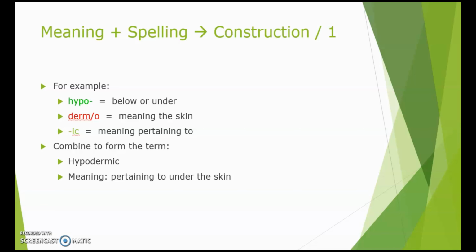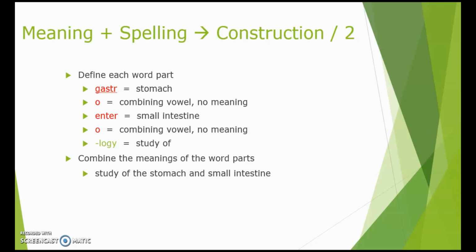For example, hypo, again, below or under, derm, meaning the skin, ic, meaning pertaining to, combined to form the term hypodermic, meaning pertaining to under the skin, okay? Example here, define each word part. Gastro, so O is for combination, right? Combining vowel, so combination with no meaning. Gastro, stomach, enter, small intestine with another O, and finally, logy, which is study of. Combine the meanings of the parts: study of the stomach and small intestine, gastroenterology.